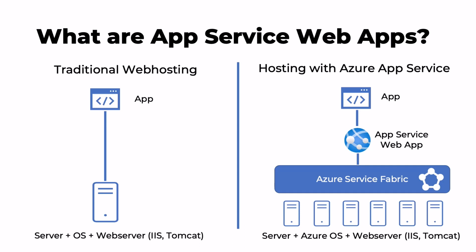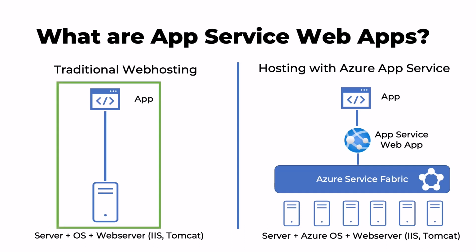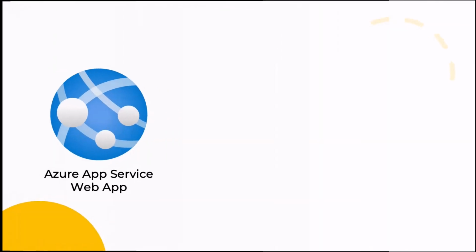So, what does that mean? Well, for us as developers and IT pros, traditionally we were responsible for the app and all of the rest. So, the operating system, the server, and the configuration of IIS and Tomcat. Now, we are just responsible for the app and configuring the app service. Azure does the rest. We don't need to worry about keeping it up and running and performant by scaling it. That is Azure's job.